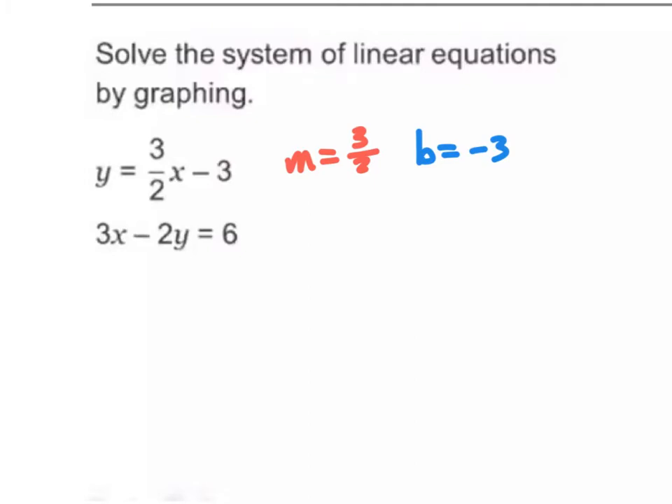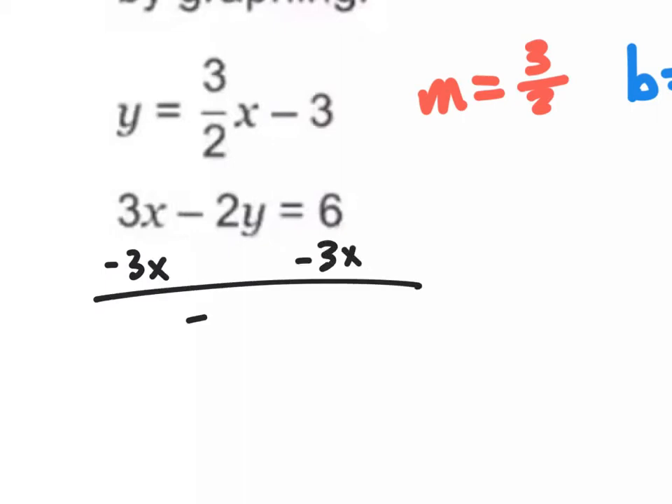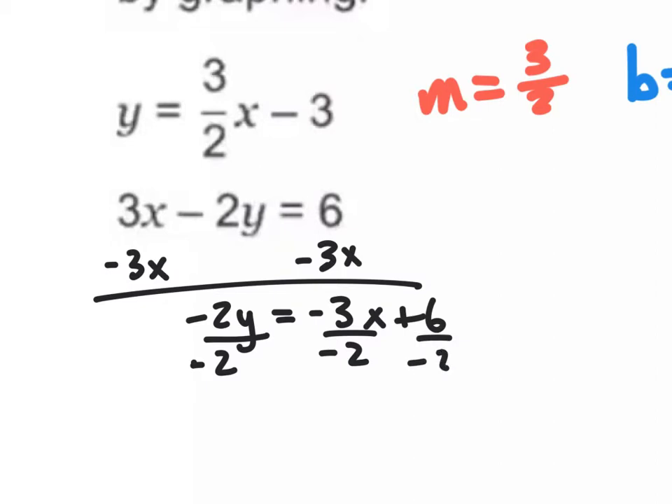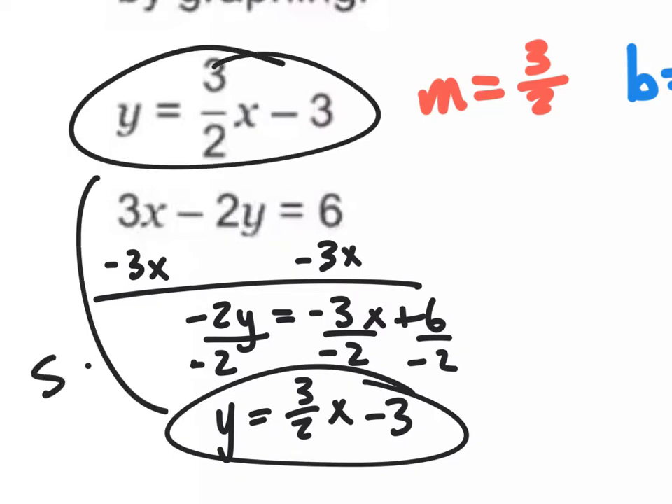And then I want to graph this one, and I'm going to go ahead and solve this for y, and I'm going to subtract 3x from both sides. I get negative 2y is equal to negative 3x plus 6. I'm going to divide everything by negative 2. Okay, y equals positive 3 halves x minus 3. Now, wait a minute. This is the same thing. Okay? So we have the same line.